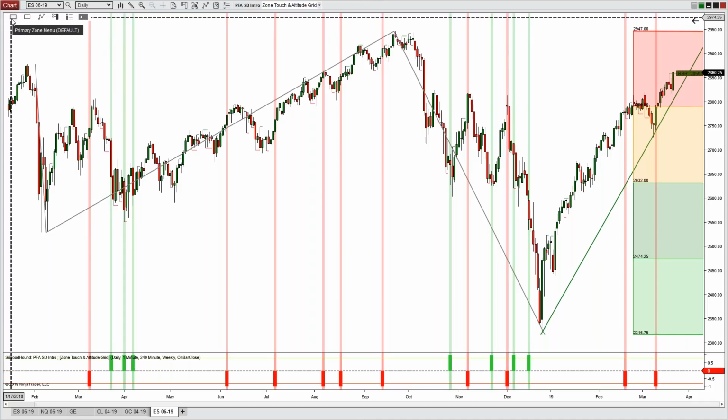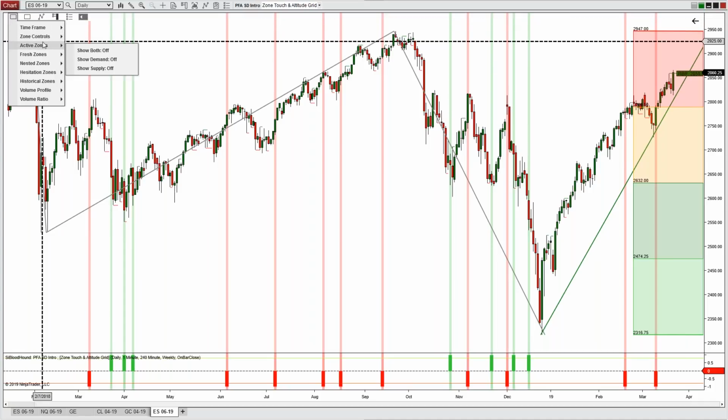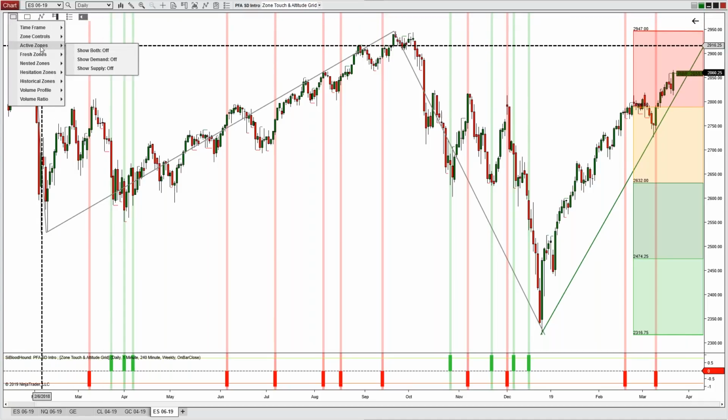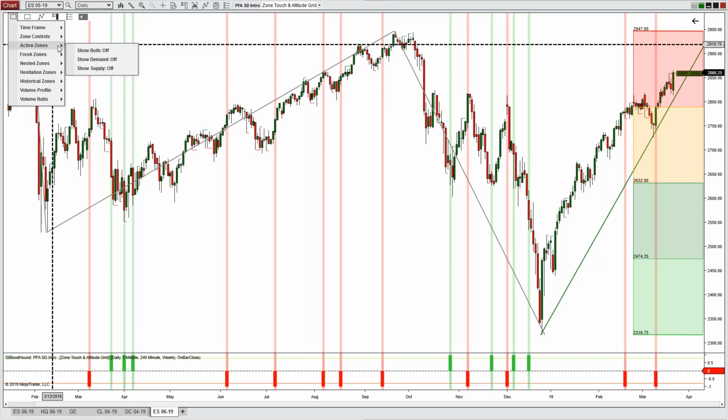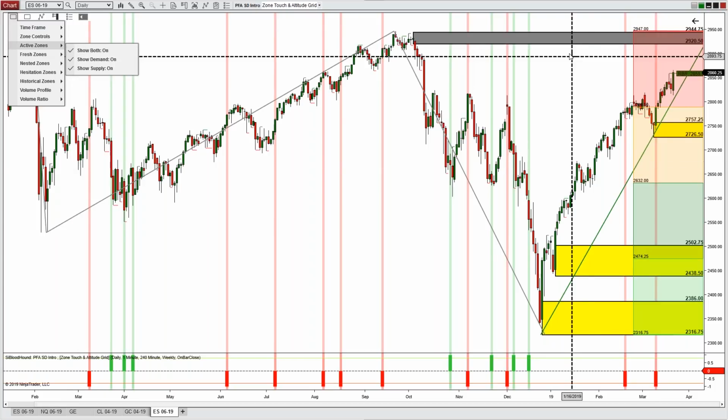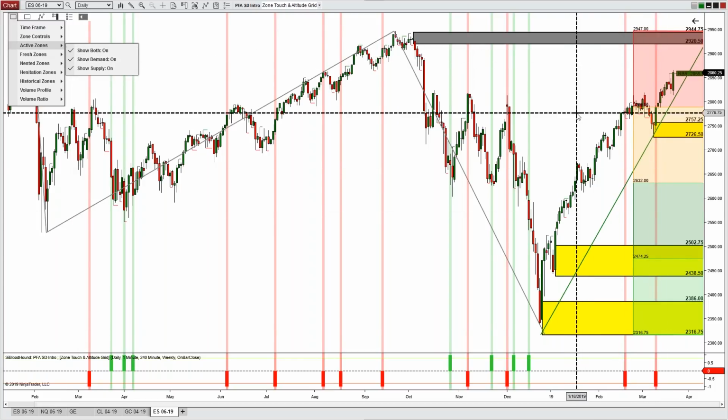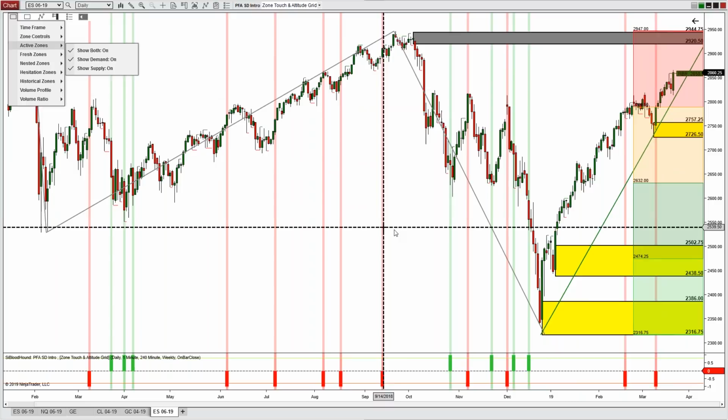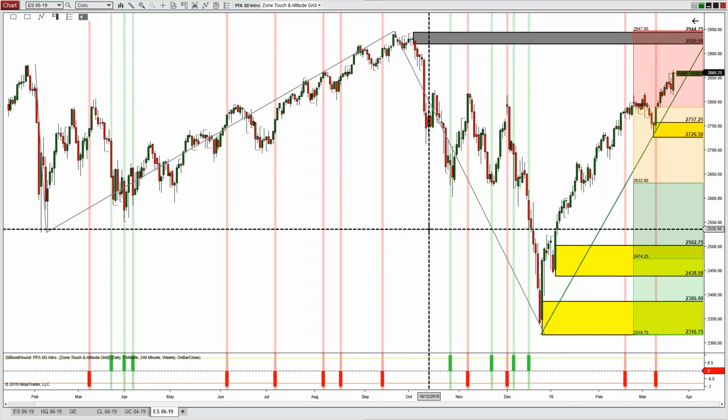So if I go back here, I'm going to toggle those on. Now I'm toggling my active zones on. Active zones are zones that remain active, meaning they have not been violated or traded through. So if I toggle those on, you're only going to see those to the right side of the chart. Why? Because none of them have been traded through, right? They're the only ones that haven't.